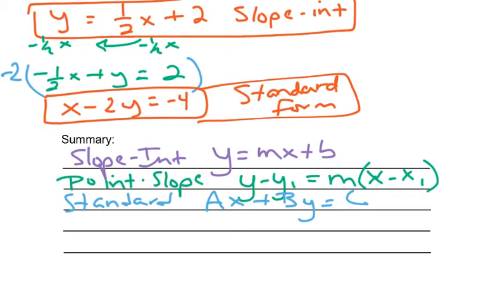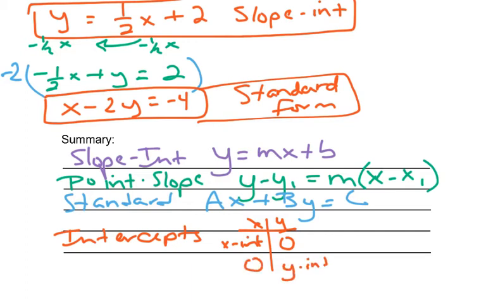And the last key thing that we looked at today was finding intercepts to help us graph. So think of a t-chart. If you put a 0 in for y, you're finding your x-intercept. And if you put a 0 in for x, you're finding your y-intercept.